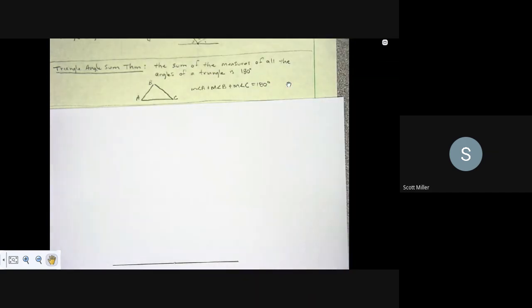The triangle angle sum theorem: the sum of the measures of all the angles of a triangle is 180 degrees. Okay? This is an important one for your future use. Make sure that you understand and remember this one. And so then I have an example for it that I created for this problem.